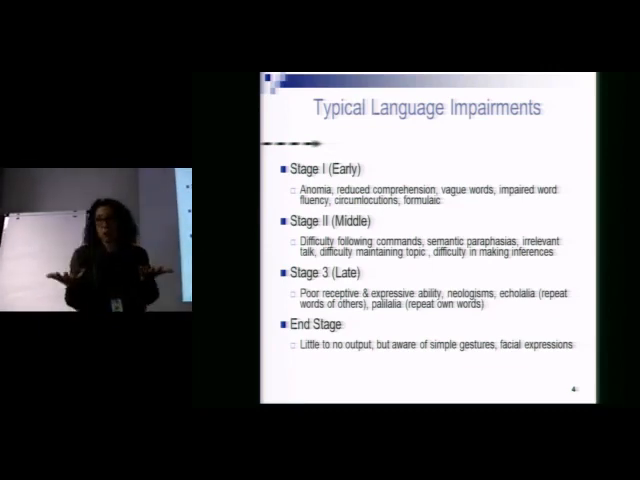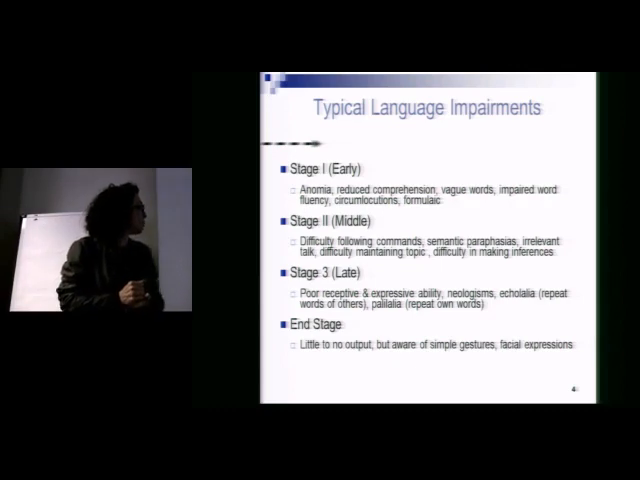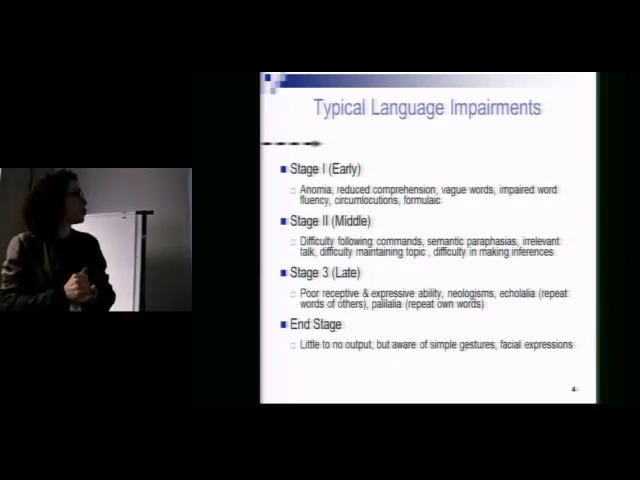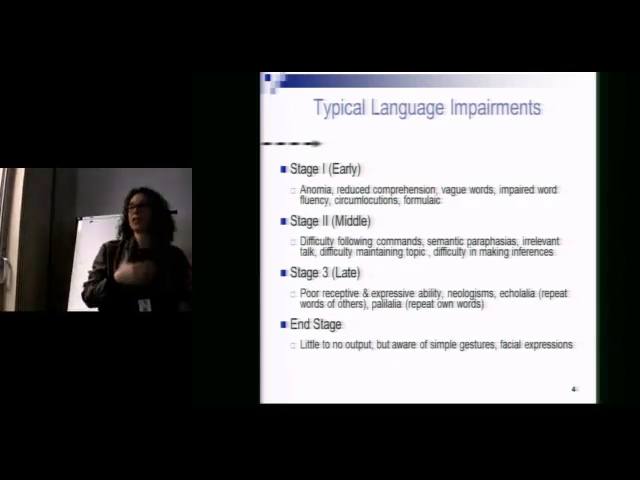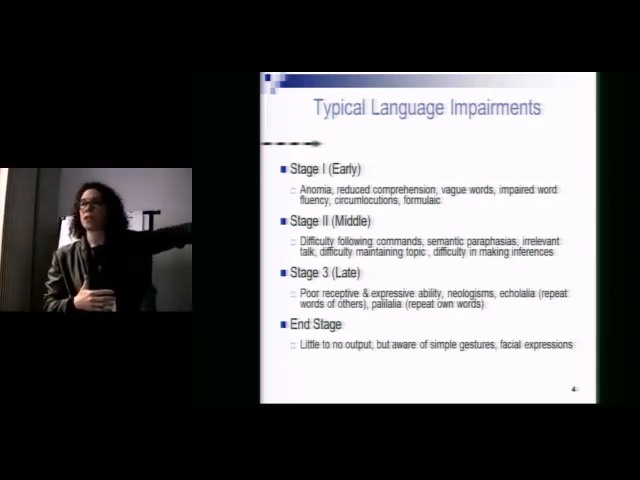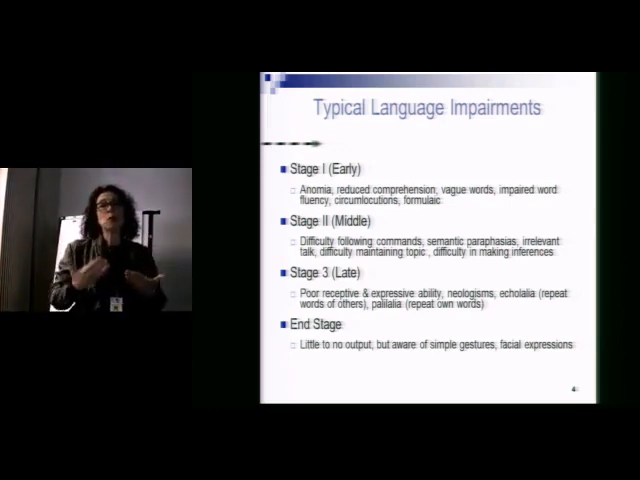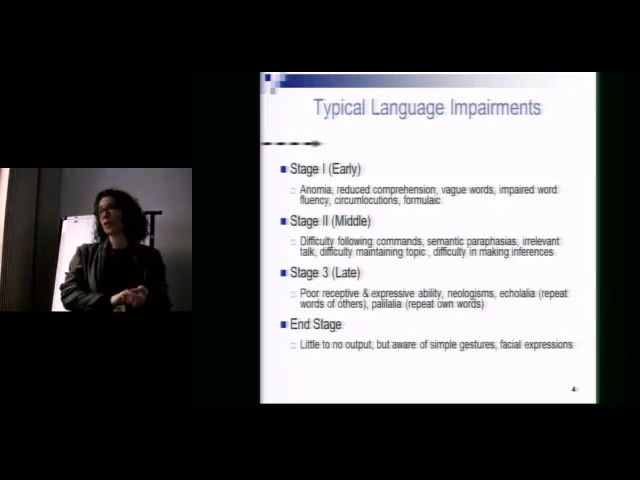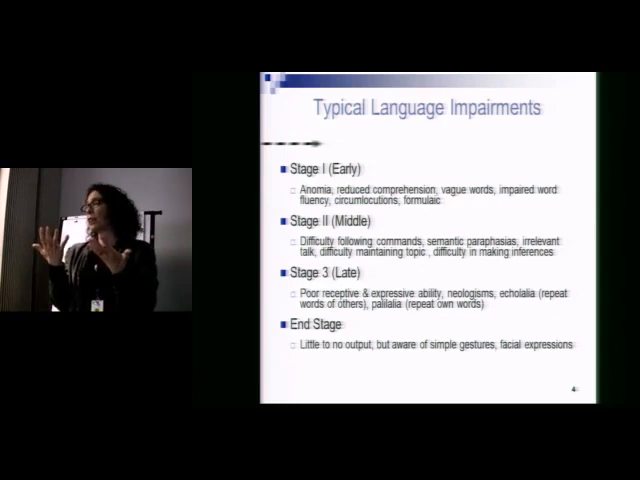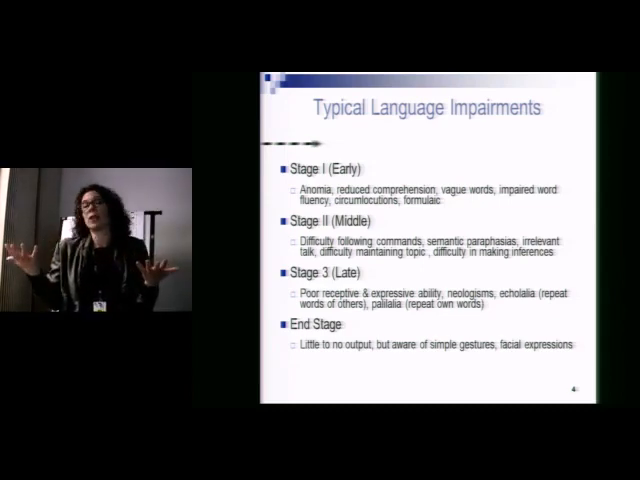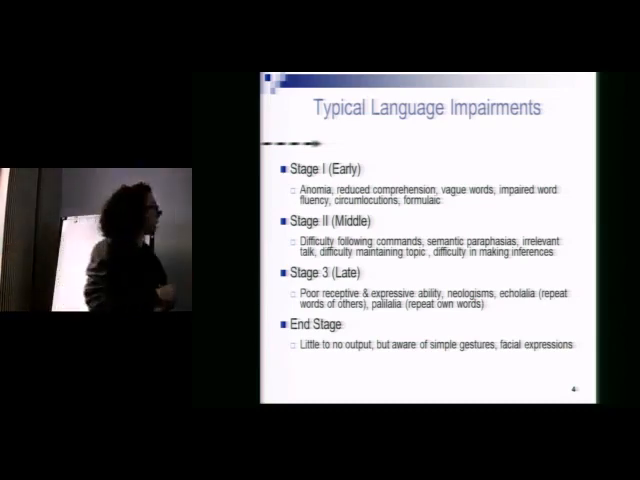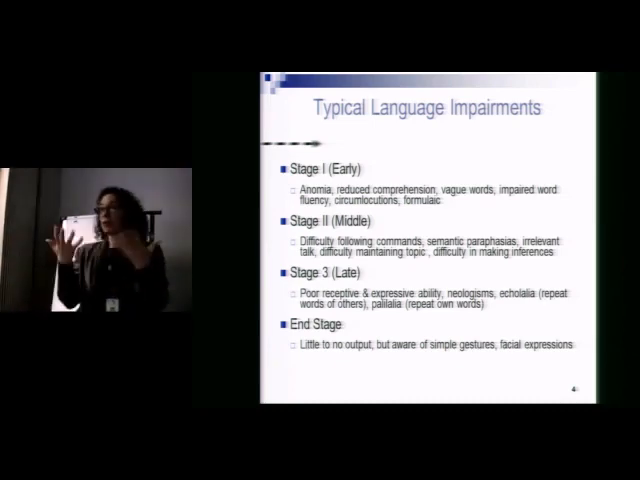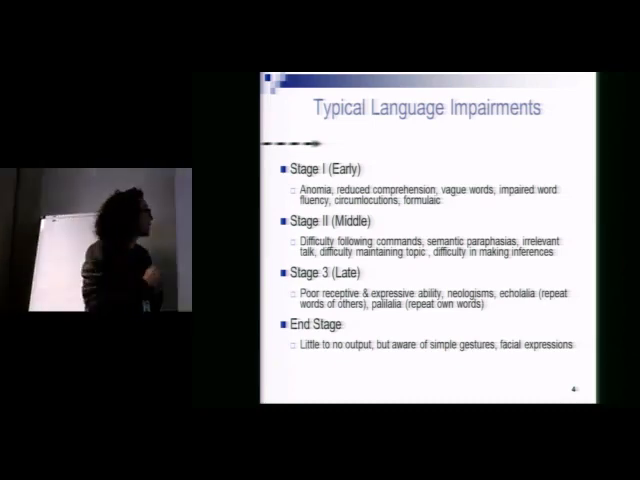understanding and producing language becomes very difficult. People produce what are called neologisms. So instead of those semantic paraphrases that I referred to, where people were previously substituting words that might have been related in meaning to the words that they were trying to say, now they're saying words that are nonsense, non-words, we call them. They sound like gibberish to you. You can't really figure out what that unintelligible bit of production is.